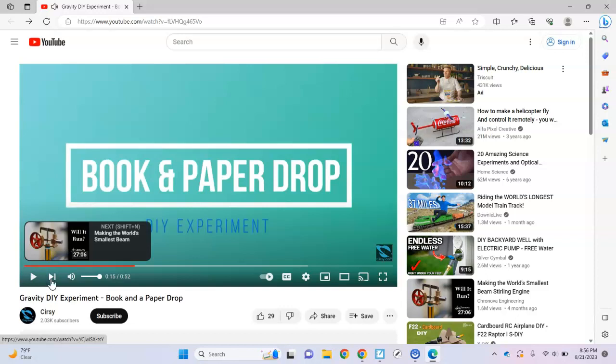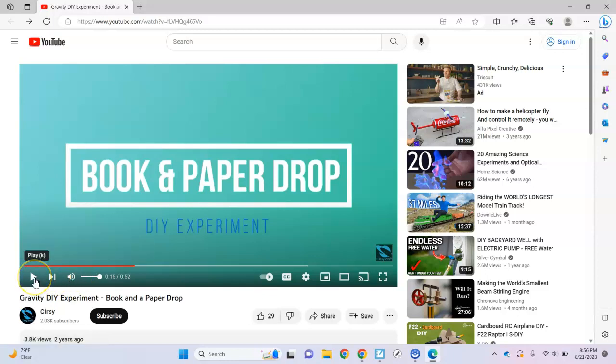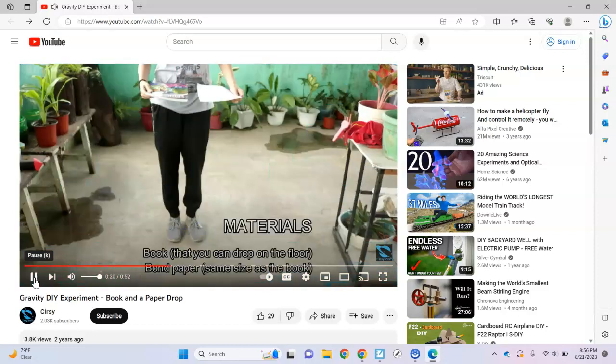Alright, so the basis of this is we're going to drop a book and a piece of paper and obviously try to make some predictions about what's going to happen. All right, so as you can see, this person has a book in their hand and a piece of paper in their hand. If you want to do this at home, I would suggest you try it. It works perfectly the same way for you as well. But obviously the book is more massive. It's got more matter in it than the piece of paper.